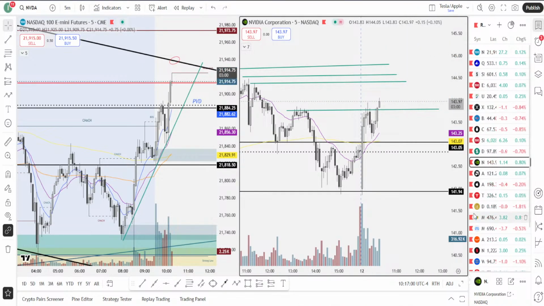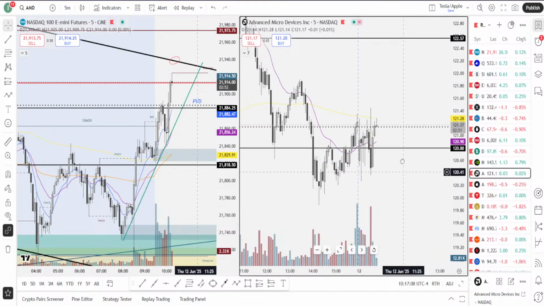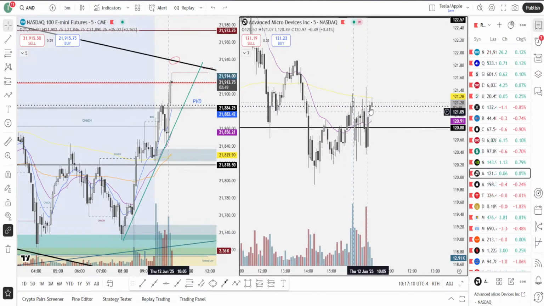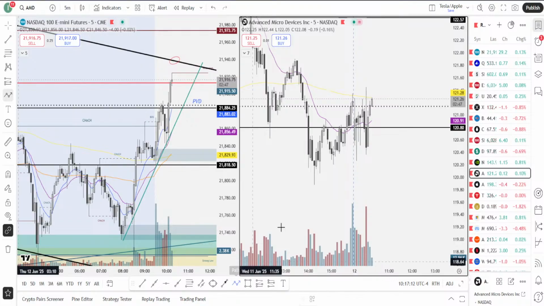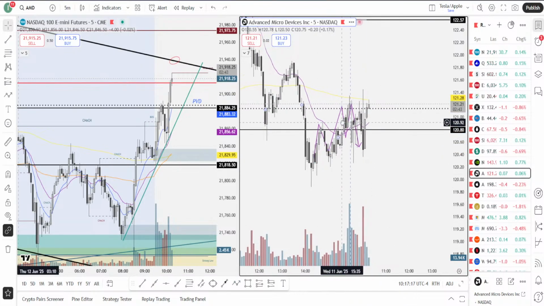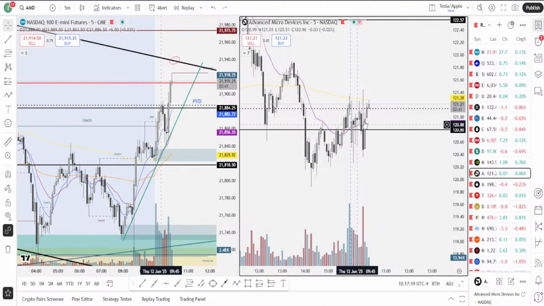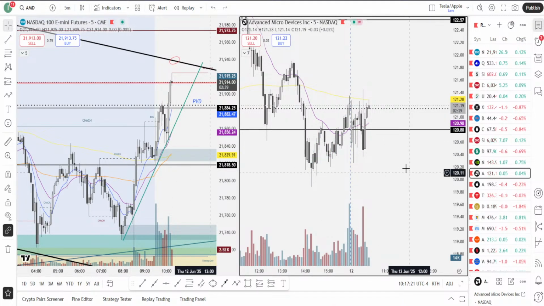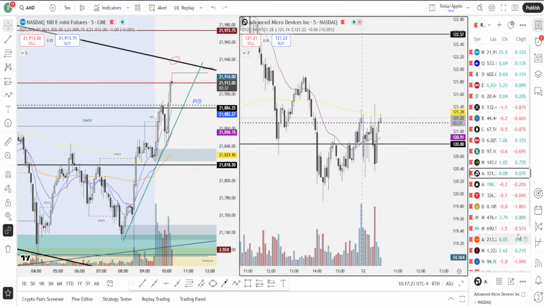Let's look at what else. You want me to look at something in particular here? Look at AMD. AMD is choppy right here. You see, this one you wouldn't want to trade. Look at all this chop right here. You don't want to trade this one, at least not today, until we break out of this range.